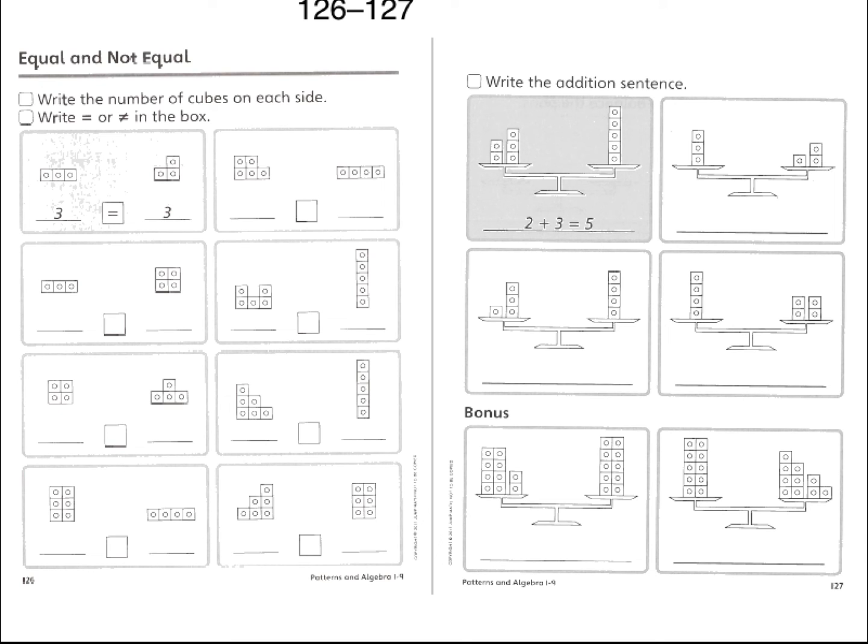So that's what you have to do today. On the first page, you have to write equals or not equals. First, you have to count. There's 3 over here. There's 3 over here. Oh, that's the same. You should do the numbers first, otherwise you're not going to know. So there's 1, 2, 3, 4, 5. And there's 1, 2, 3, 4. Oh, 5 is not the same. So you're going to say it's not equals.